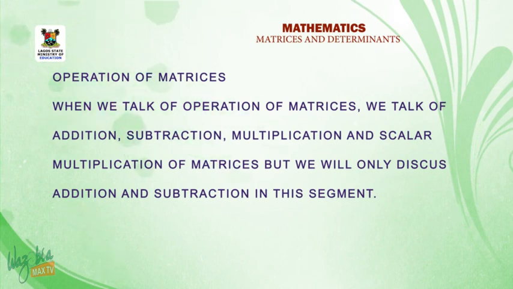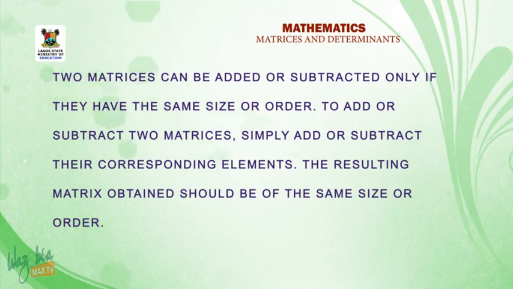Operation of matrices. When we talk of operation of matrices, we talk of addition, subtraction, multiplication, and scalar multiplication of matrices. But we will only discuss addition and subtraction in this segment. Two matrices can be added or subtracted only if they have the same size or order. To add or subtract two matrices, simply add or subtract their corresponding elements. The resulting matrix obtained should be of the same size or order.